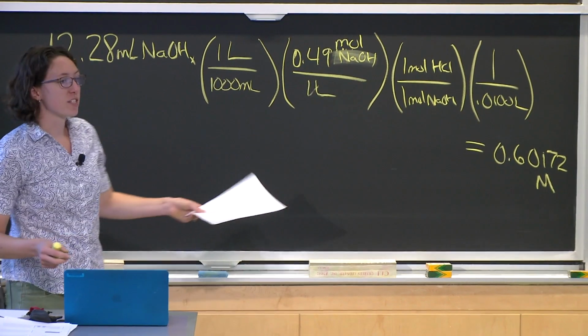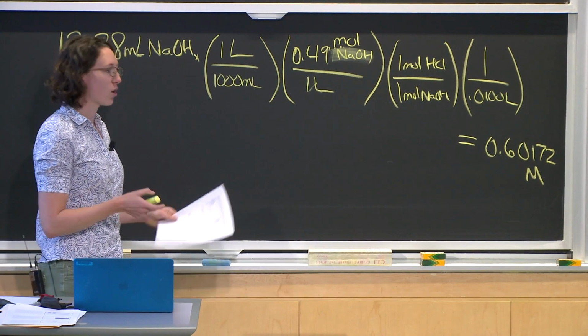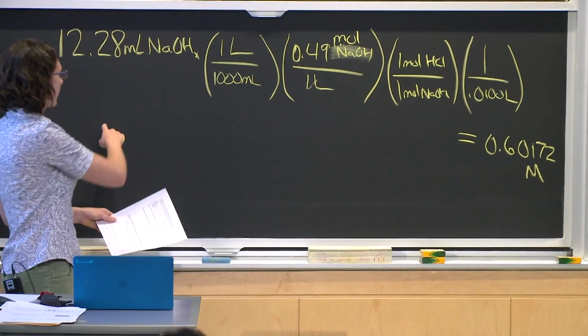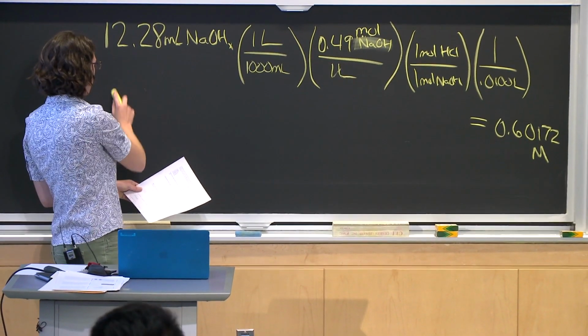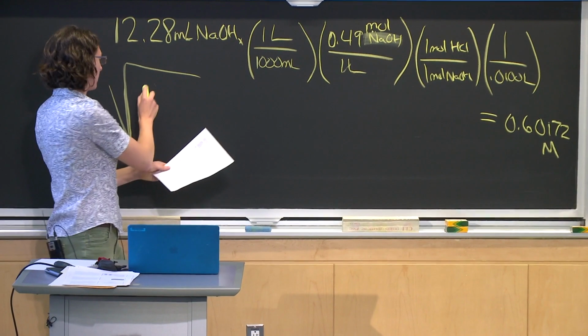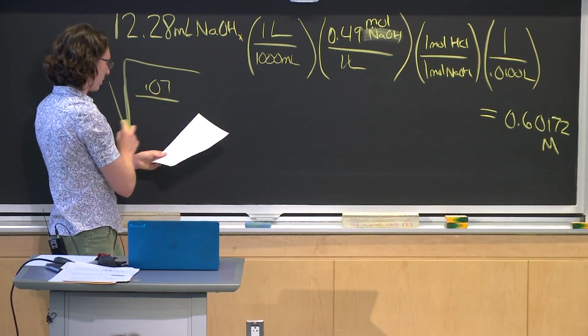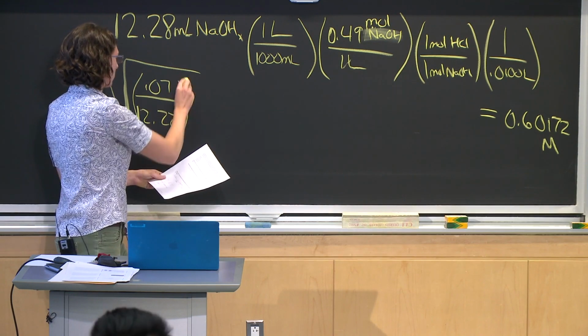So that's our concentration. And now we have to figure out what the error associated with that concentration is. So we will look at the error involved in each of these terms. So we have our error associated with our burette measurement. So our first one is going to be the 0.07 over 12.28 squared.